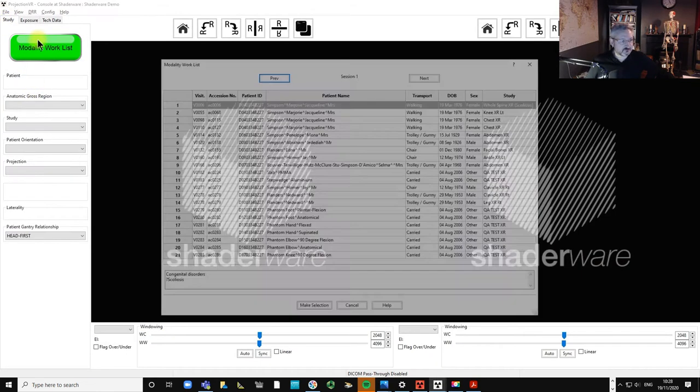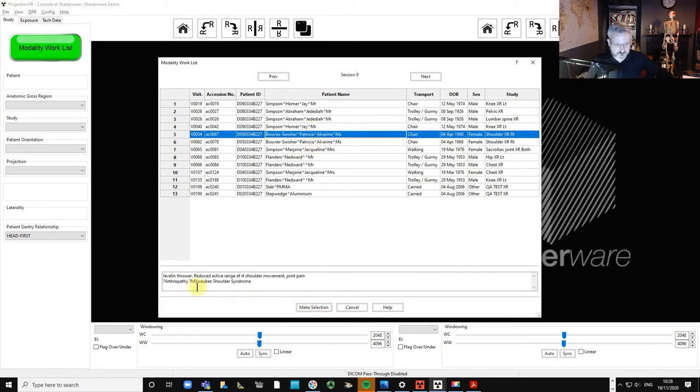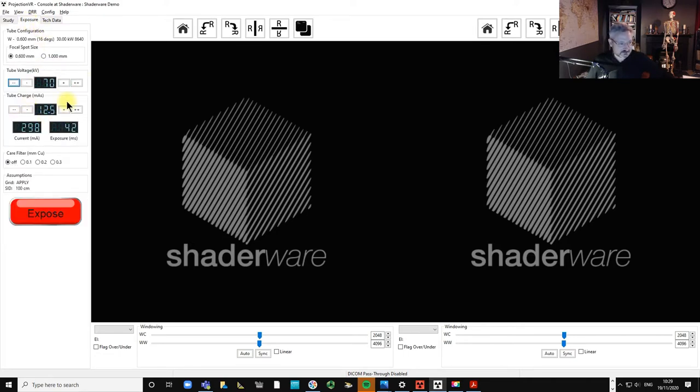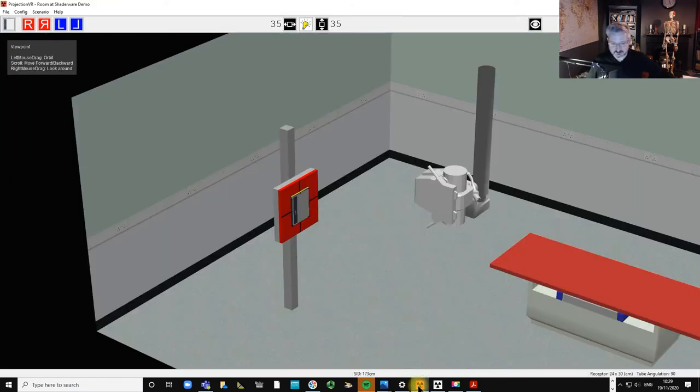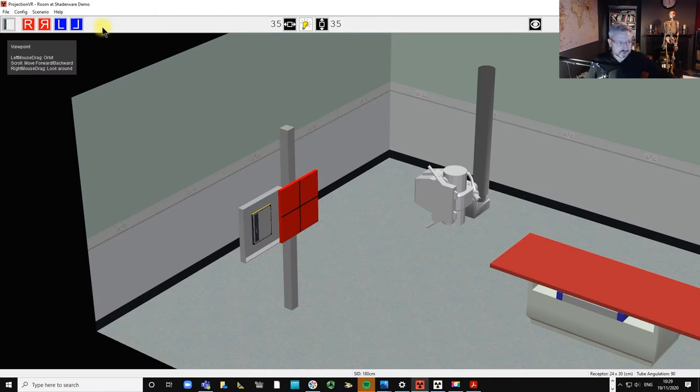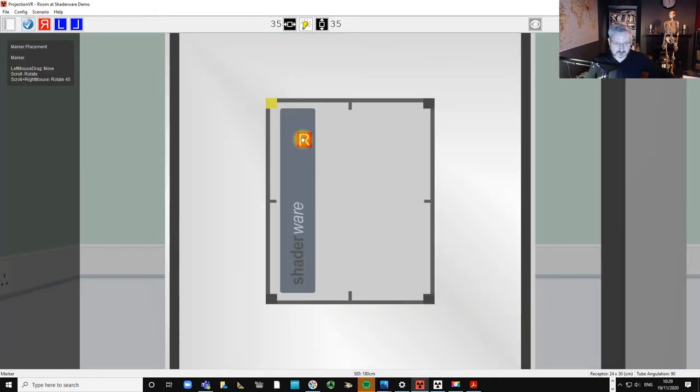Okay, so we'll pick a patient for a shoulder. Okay, pick this female patient for a shoulder. Make the selection. So the patient's going to be erect and got the AP half axial oblique Garth projection. So these are the settings that are suggested, and it's suggesting using a grid, so we'll put the receptor in the grid and use those settings. Right shoulder. Always having to check myself with these sorts of things. Put my right marker up here.